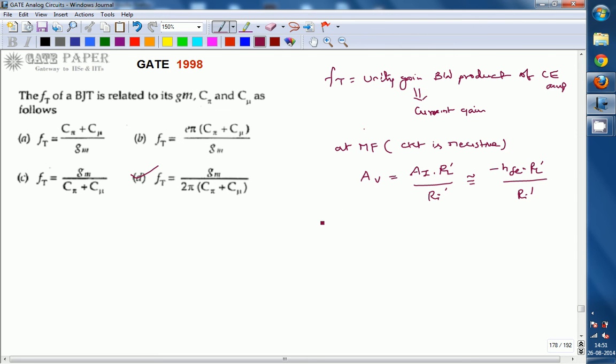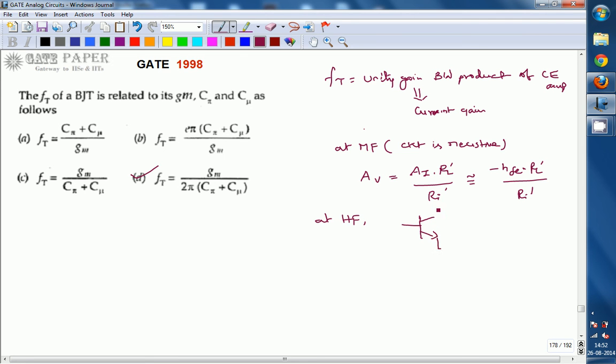At high frequencies, the effective load impedance RL dash and the effective input impedance will change because of parasitic junction capacitances, which are also called internal junction capacitances, and hFE also changes. So the current gain AI, which you get maximum at mid frequencies, is also frequency dependent because of the parasitic internal capacitances existing at the junctions.